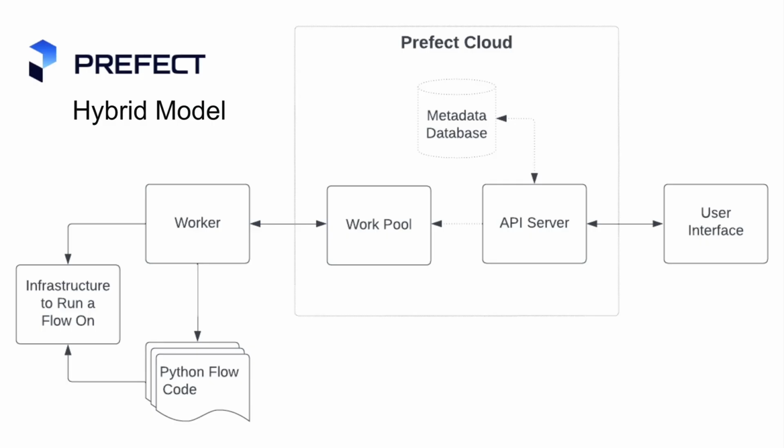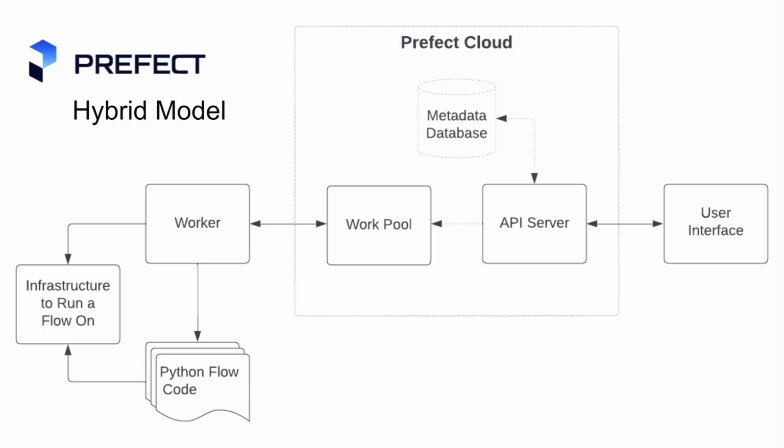Hence the emphasis on the lightweight aspect of this process. And what this worker does is it will send outbound requests to the work pool, checking to see if there are any upcoming flow runs. And in the event that there is an upcoming scheduled run, or maybe a run that was triggered by an event, based on the schedule or how soon the start time of the flow run is, the worker will then provision the necessary infrastructure to run that flow run.